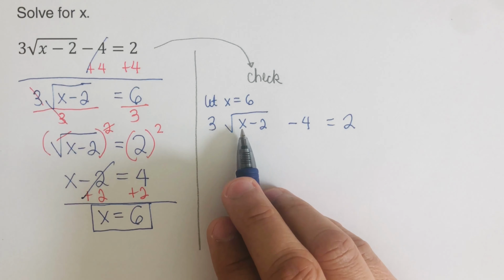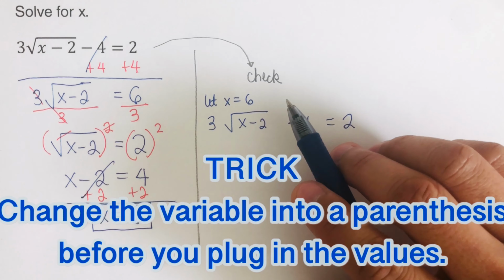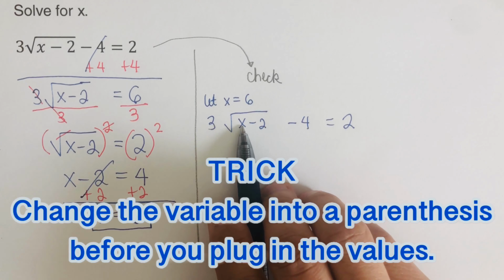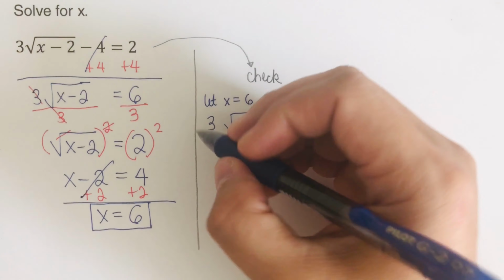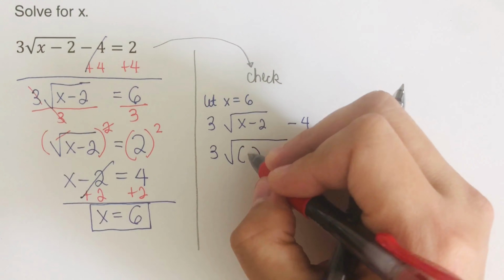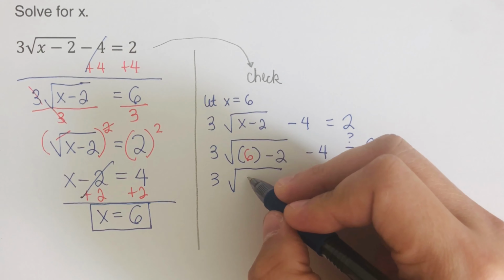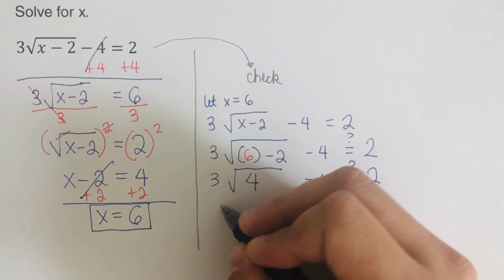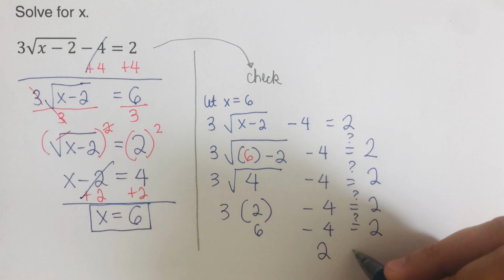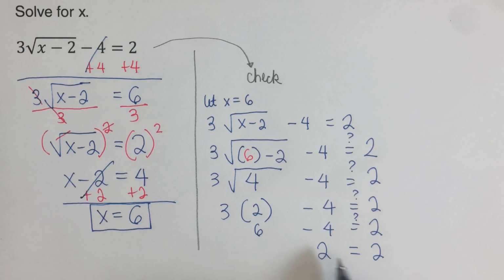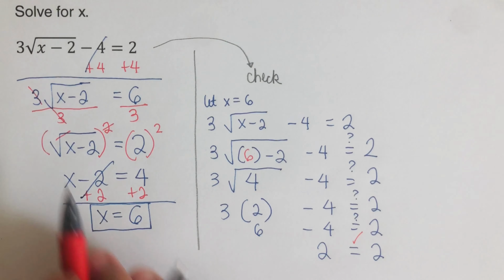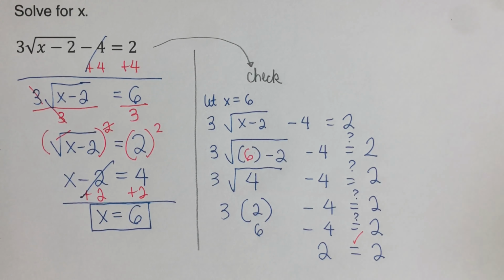Then we use the trick in checking, that is to change the variable into a parenthesis before we plug in values. So I'm going to change this into a parenthesis and put in the 6 and do the math. As you can see here, both are equal to 2. So we say that x equals 6 is a solution to this equation right there. Did you get the same answers as this?